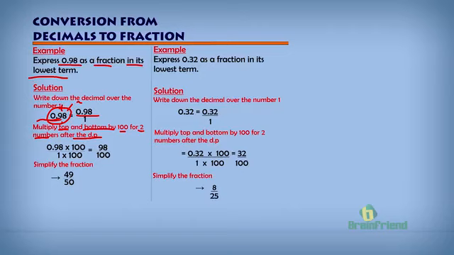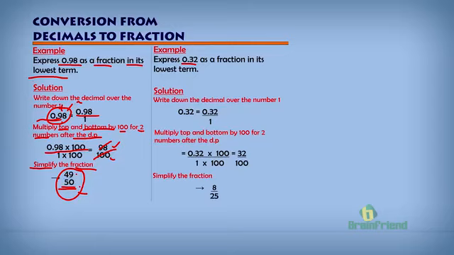So let's do that quickly. 0.98 times 100 all over 1 times 100. 0.98 times 100 will give us 98, while 1 times 100 will give us 100. We simply go ahead to simplify our fraction to the lowest possible term. If we did that, say for instance, divide 98 by 2, that would give us 49. 100 divided by 2 will give us 50. This is the lowest possible term because we cannot further simplify 49 over 50. Let's take a look quickly at another example.